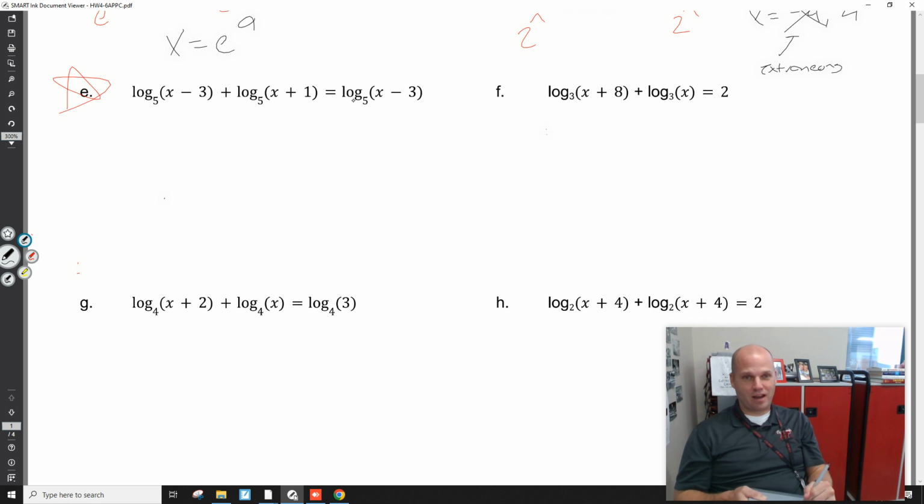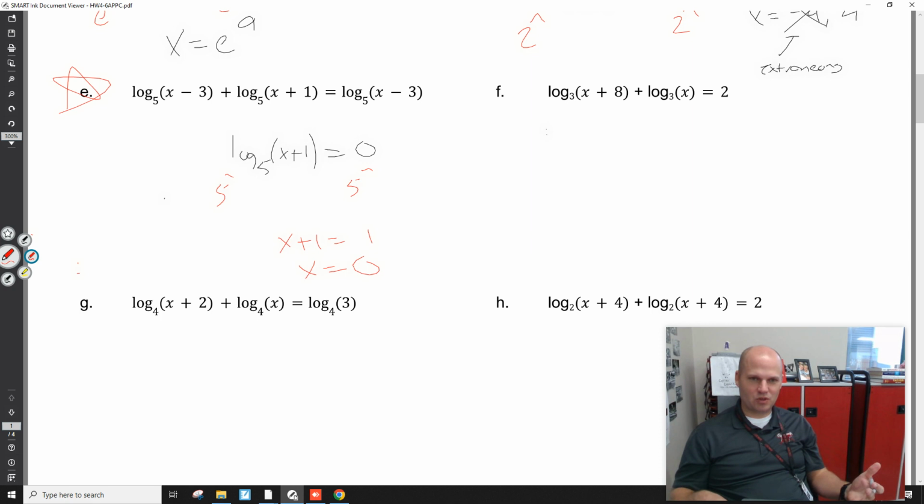I'm going to just subtract log base 5 of x minus 3 from both sides. What do I get? Log base 5 of x plus 1 equals 0. We get 5 to the power, x plus 1 equals 1, x equals 0. Okay, well, I can't plug in 0 into the original equations because I'd have the log base 5 of -3. So there are no solutions.